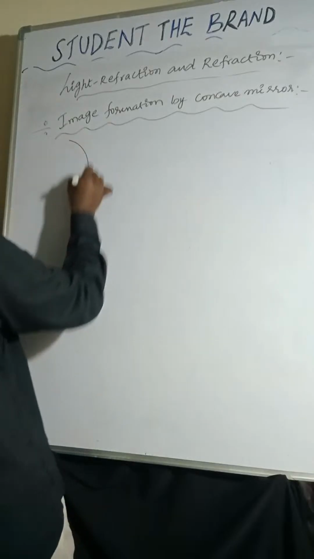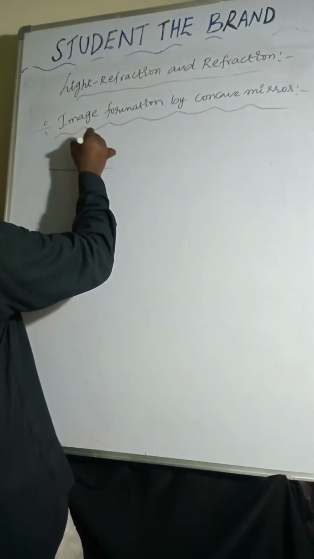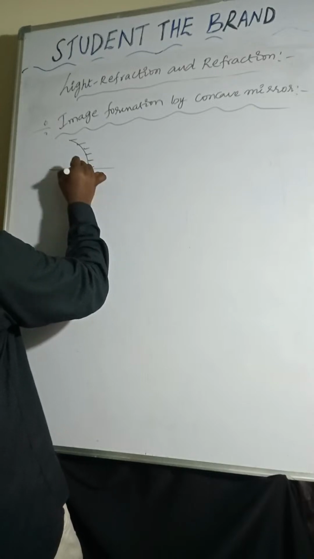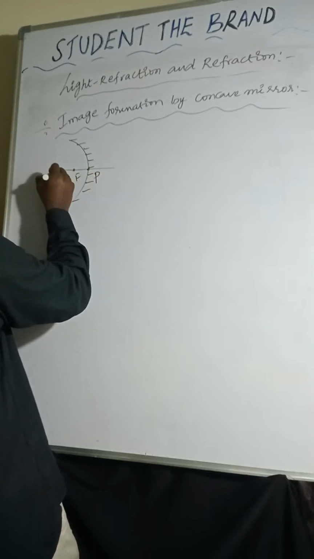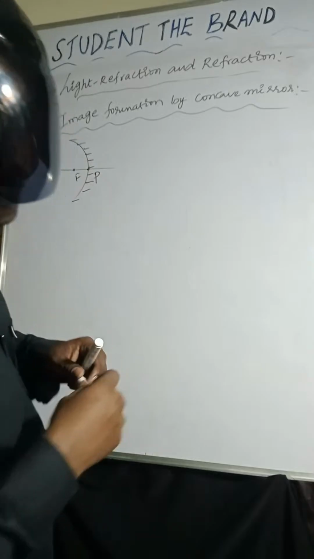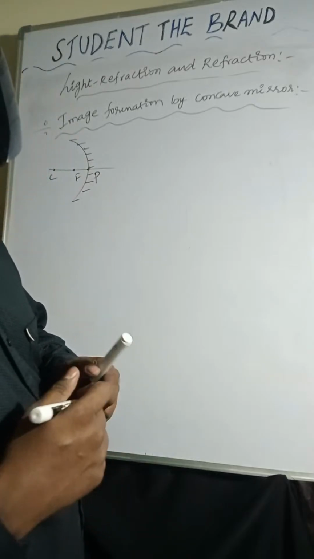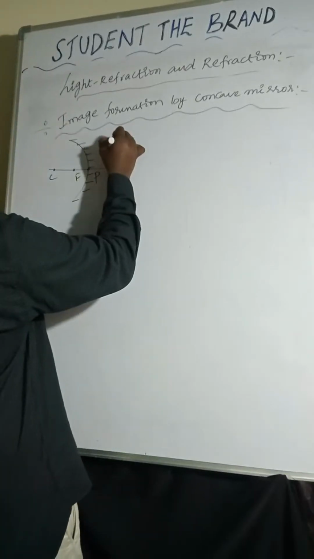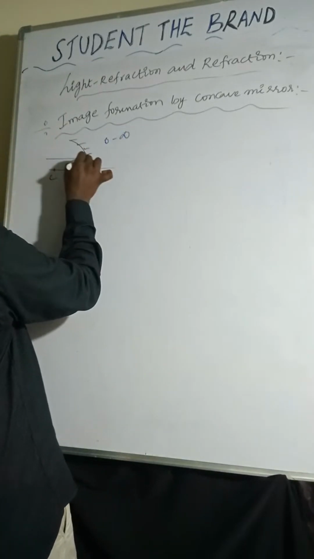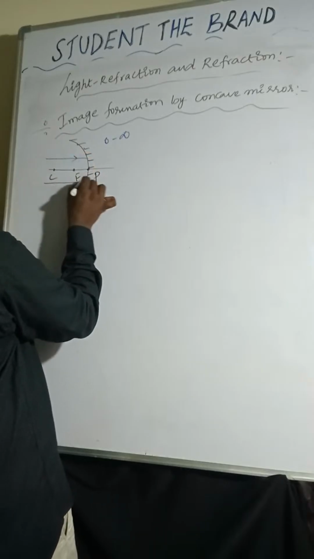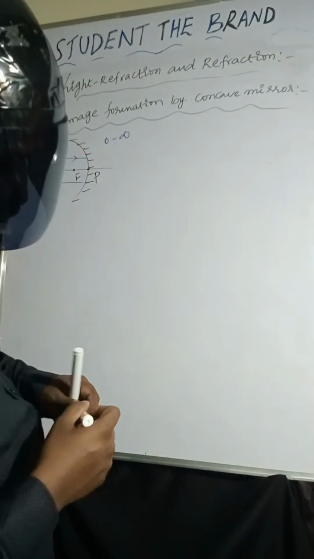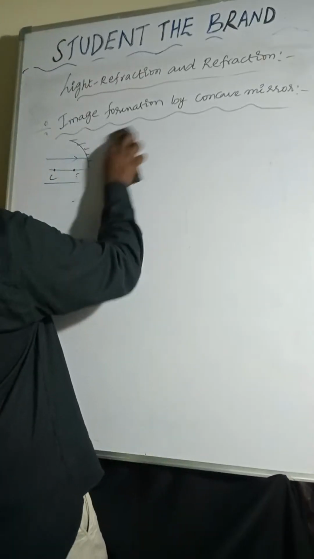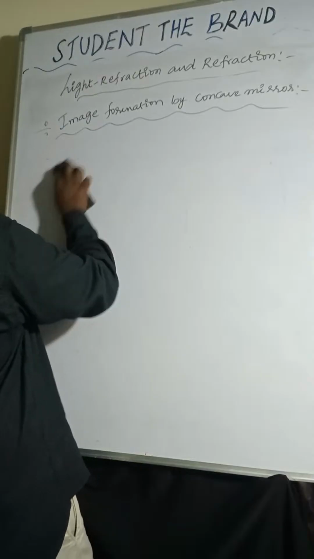First one, I am taking here the pole, focus, and center of curvature. The object is at infinity. How many light rays are required to form the image of the object? A minimum of 2 light rays are required. So we will discuss now.